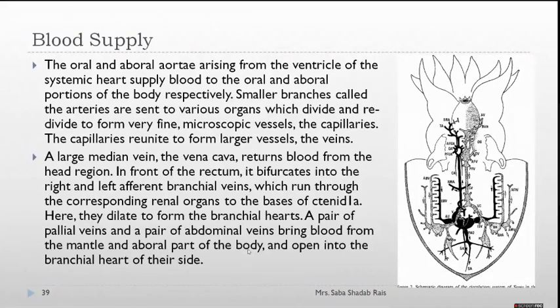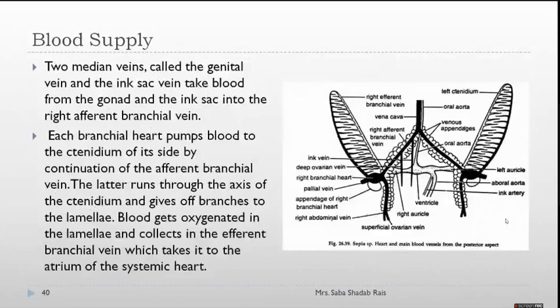Now see, this deoxygenated blood will definitely go to the branchial heart. Whichever side it is coming from, if it is coming from this side, it will go to this branchial heart. If it is coming from this side, it will definitely go to this branchial heart. Respectively, from whichever side they come, it goes to the branchial heart of that side.